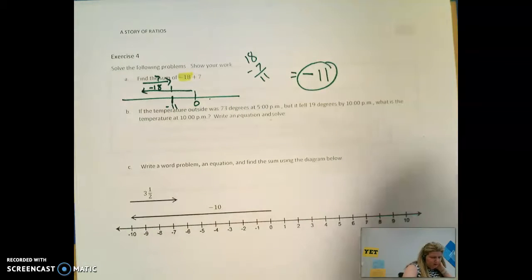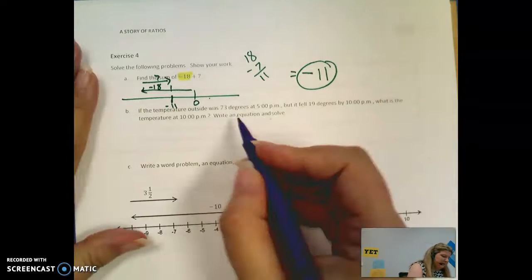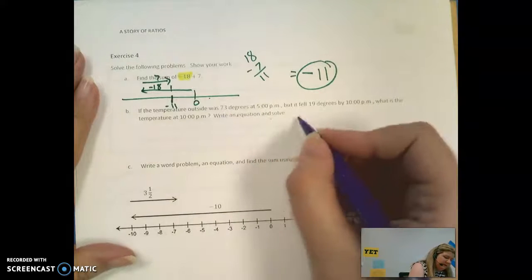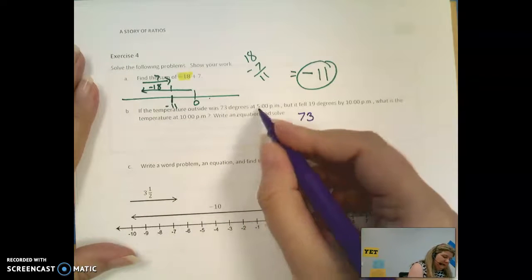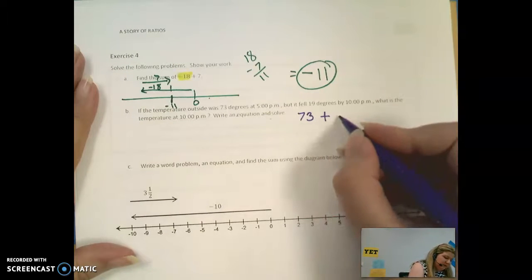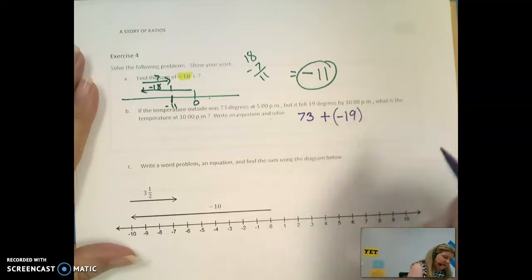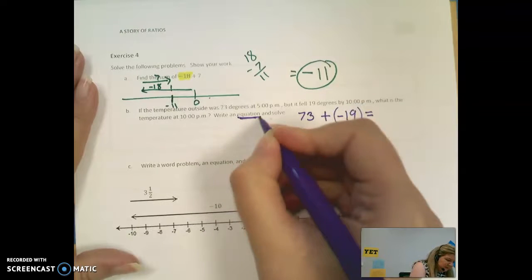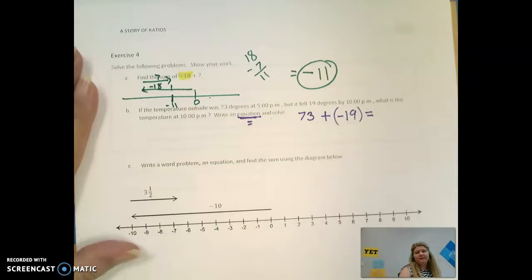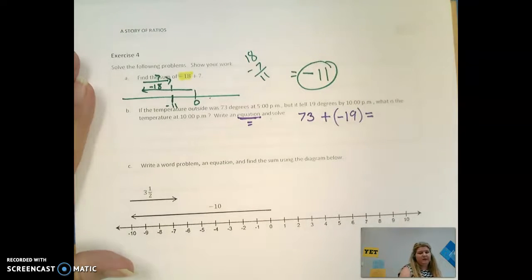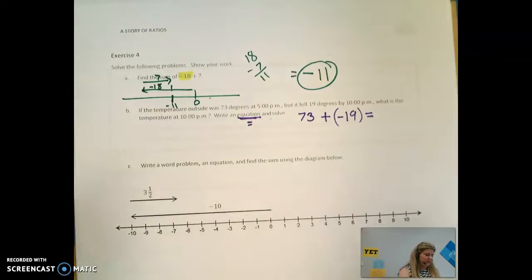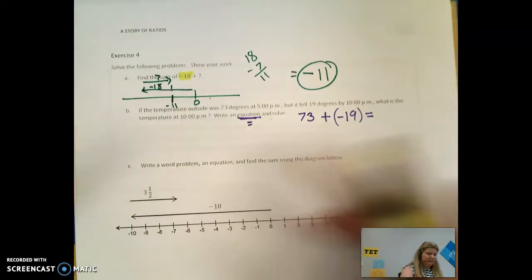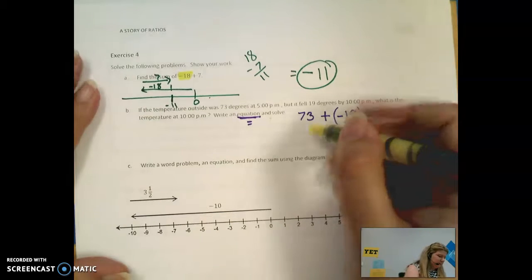Okay, next question. The temperature outside was 73 degrees at 5 o'clock, and it fell 19 degrees. What is the temperature? Write and solve an equation. An equation has to have an equal sign. Otherwise, it's an expression and not an equation. It's like a sentence fragment. You need your equal sign. So, I've written my problem. Great.